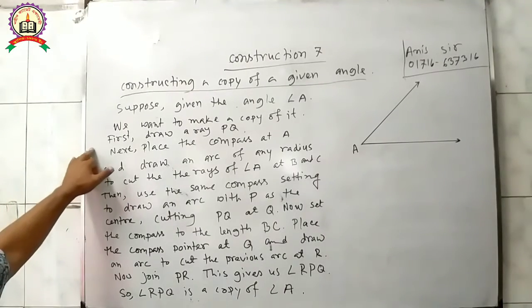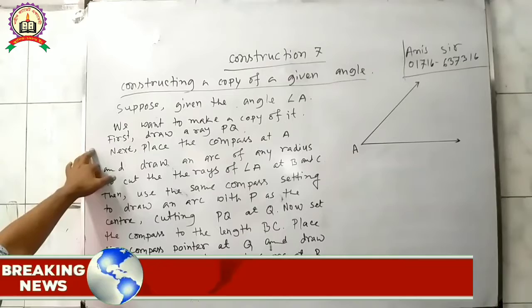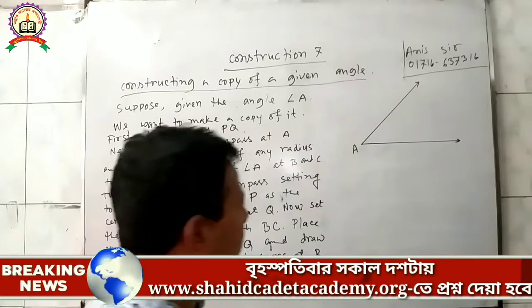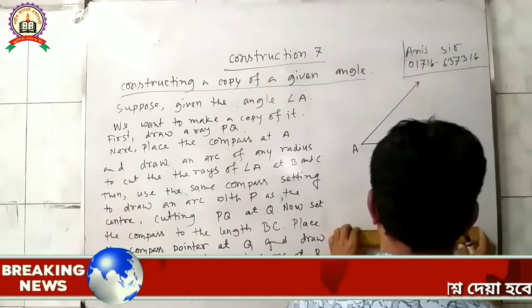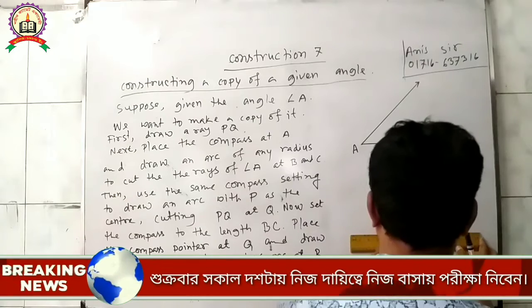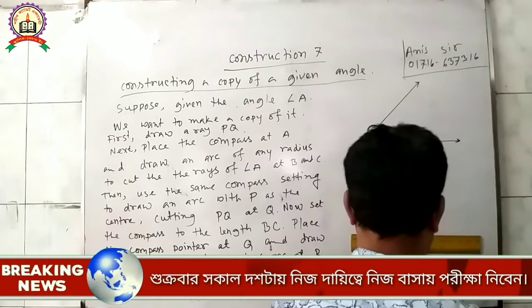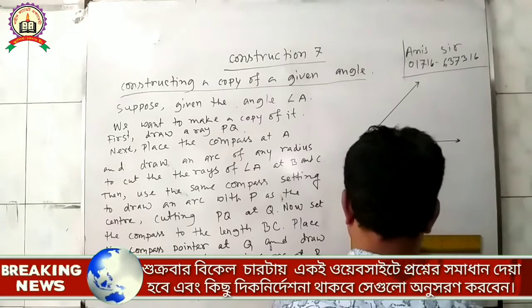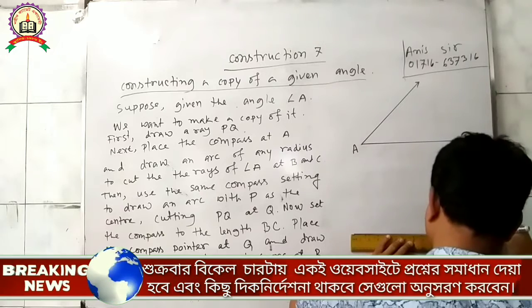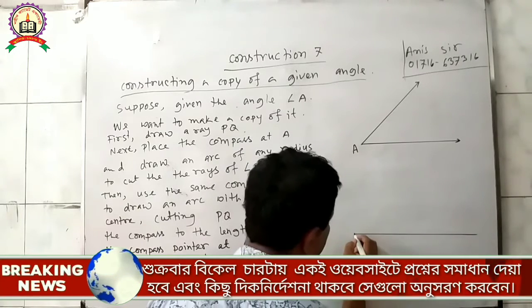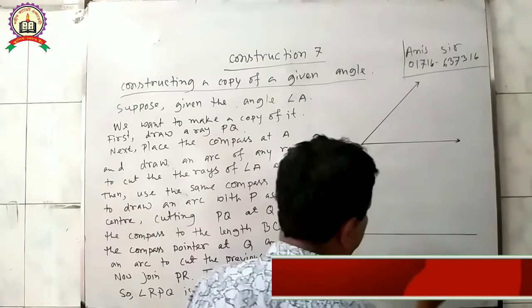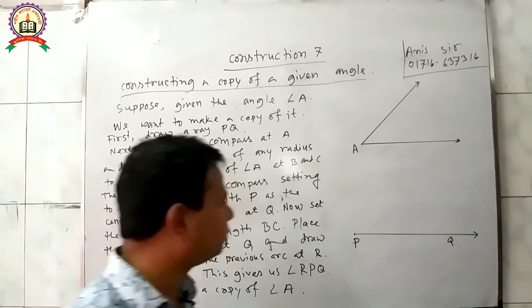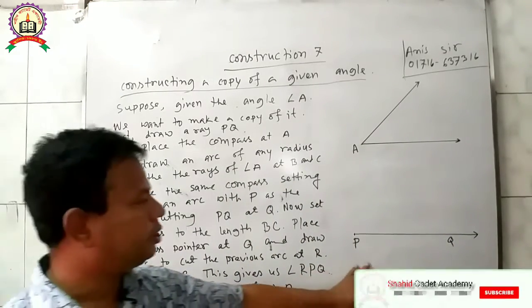First, to make a copy of angle A, draw a ray PQ. Now we are drawing a ray PQ. P, Q. It's a ray and it is PQ.